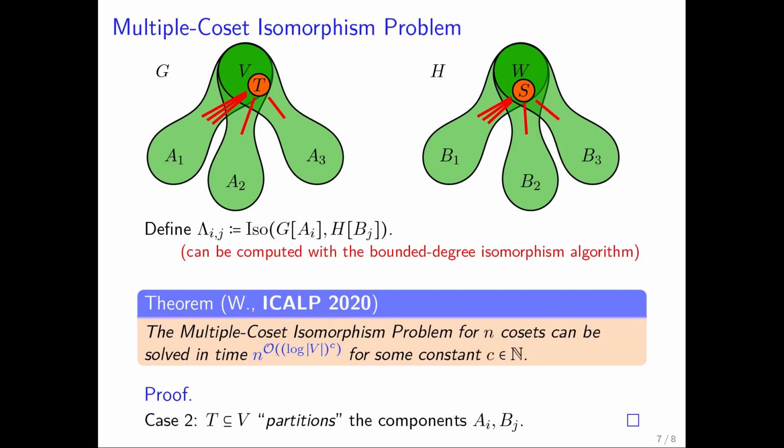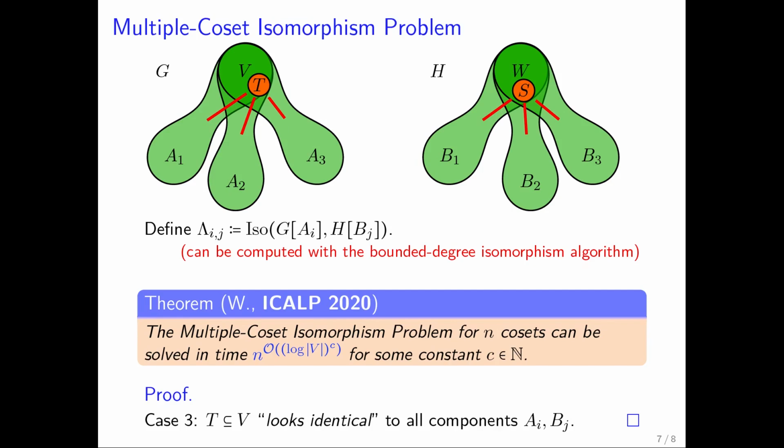Then we could be in a second case where these test sets give you a partition of the components. For example, T has three neighbors in A1, but only one neighbor in A2 and A3. This defines a partition after fixing this test set. And in this partition, A2 and A3 would be in the same part. And then you can use this partition to recurse on that.